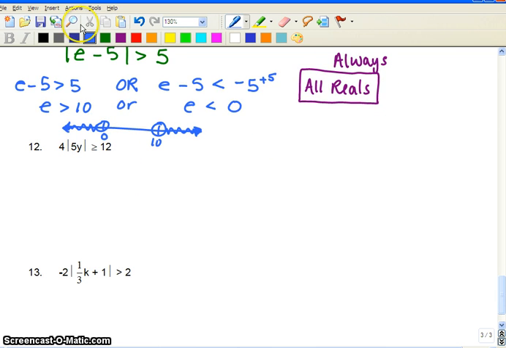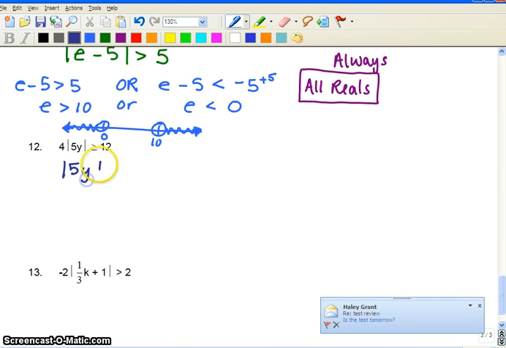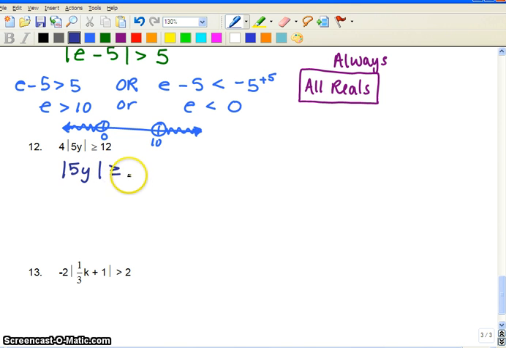Two more. Number 12. Isolate the absolute value, so divide by 4. 5y is greater than or equal to 3. Does it have a solution? Or is it one of the tricks? No, because we don't have any negative over here, so we got to solve it.